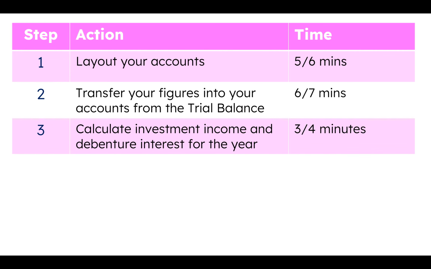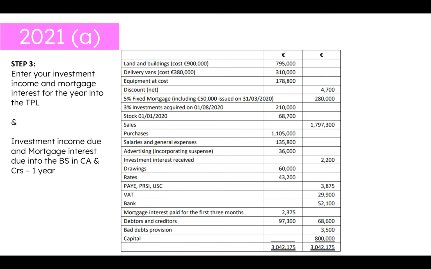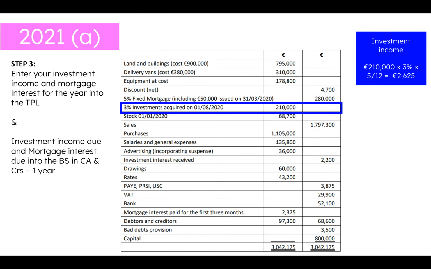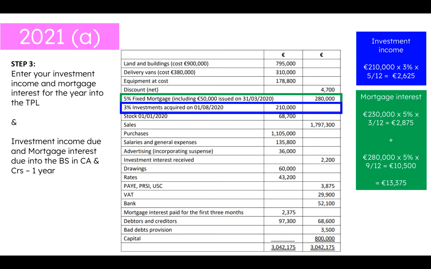Then we've got step 3, which is calculate the investment income and the debenture interest for the year. And then we'll put the amounts due into the balance sheet as well. So investment income due will go in current assets in the balance sheet, and mortgage interest due will go into creditors minus 1 year. So you can see from the trial balance how much your investments are and how long you have them for.